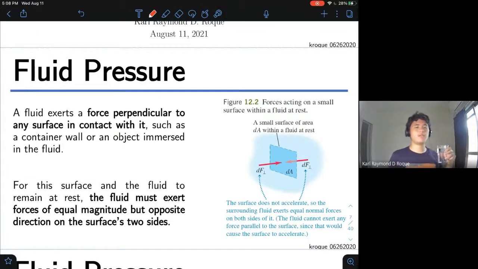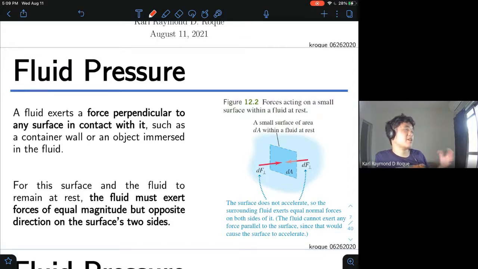Okay. So a fluid exerts a force perpendicular to any surface it's in contact with. Just as the regular physics, no? May normal force. Meron din siya weight, no? So, normal force parati. Di ba? But hindi gumagalaw yung tubig pag nasa glass? Kasi on rest siya. Pero paano mangyayari yun? The fluid must exert forces of equal magnitude but opposite direction on the surfaces. Two sides. No?